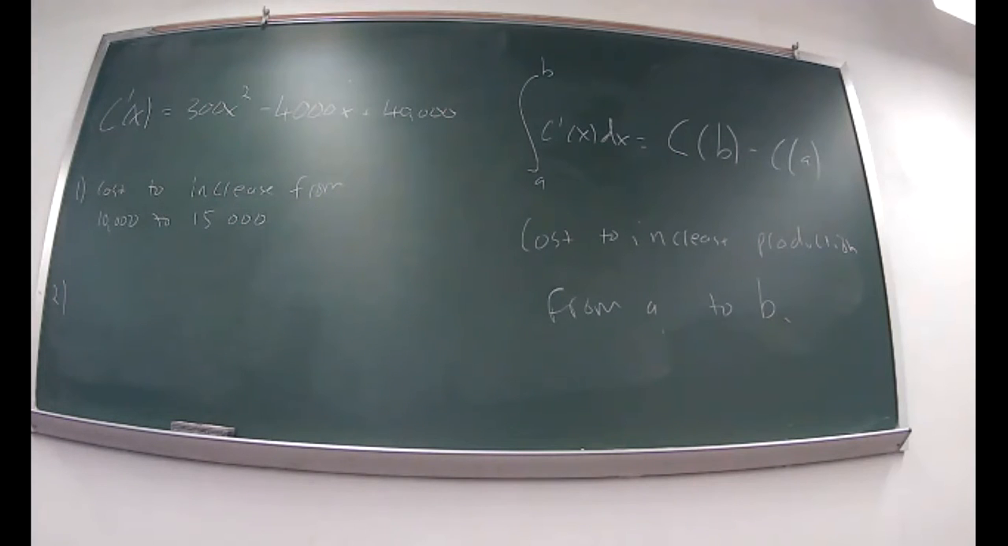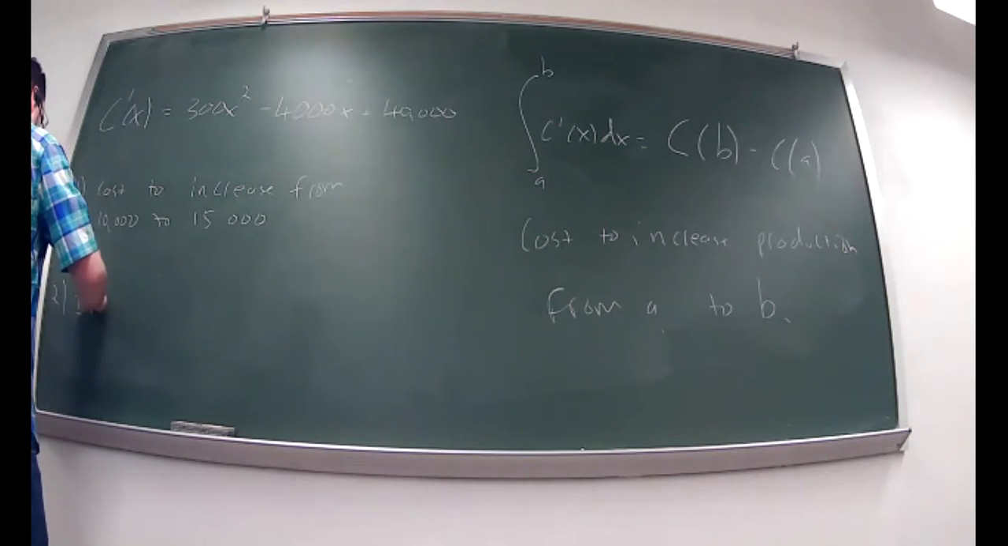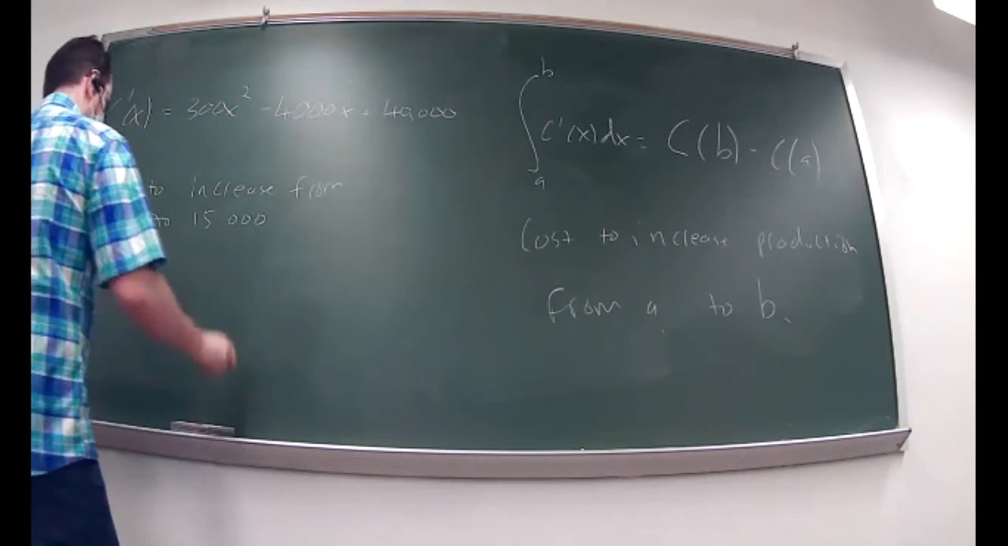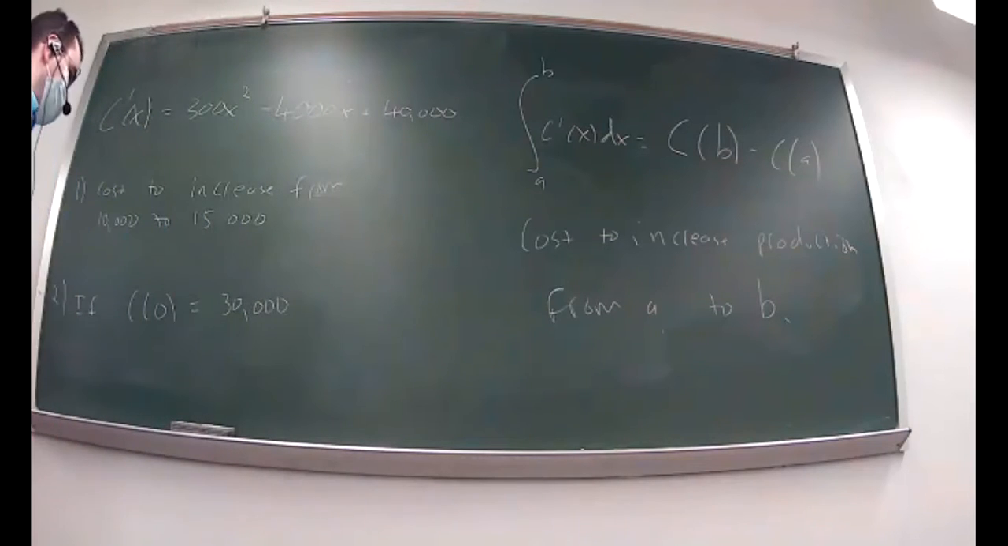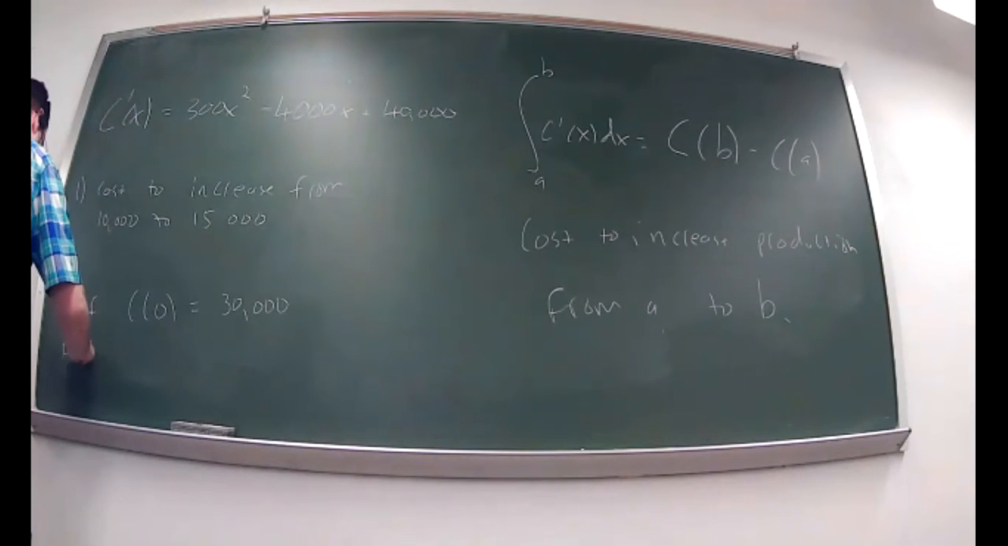And second part, determine the total cost of producing 15,000 chips, assuming it costs $30,000 to set up the manufacturing run. So in other words, if C of 0 equals 30,000, then find the total cost to produce 15,000 chips.